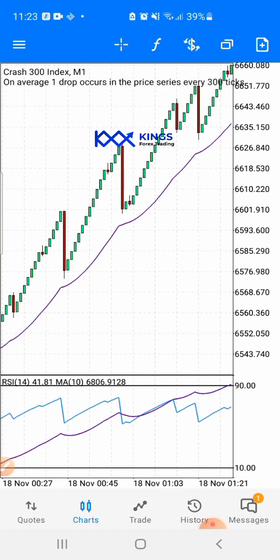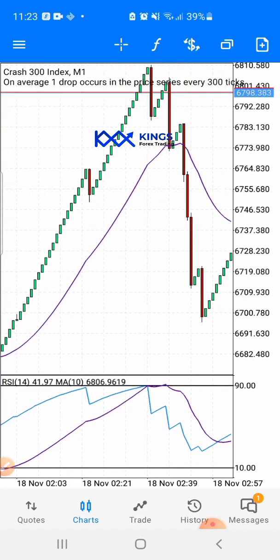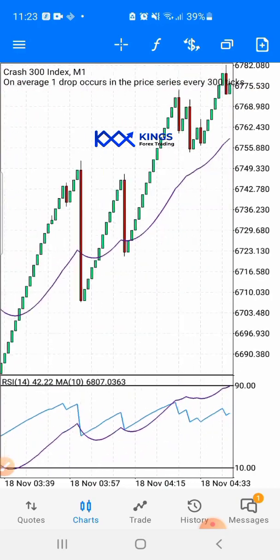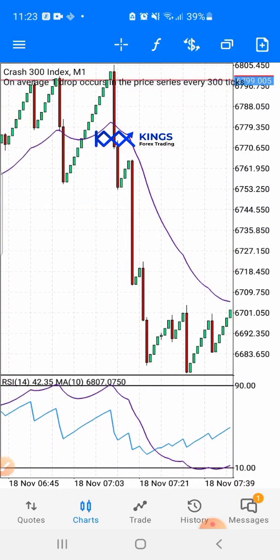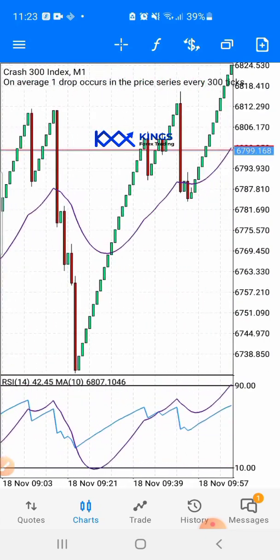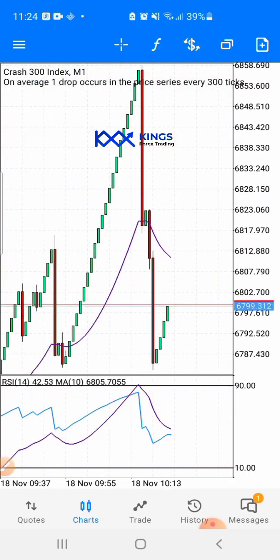So it works on Boom 300, Crash 300, even 1000, and also 500. So you can test this strategy out. Remember, the first thing you need to do is first set up your indicators. So you might be asking me, what role does this indicator here play?